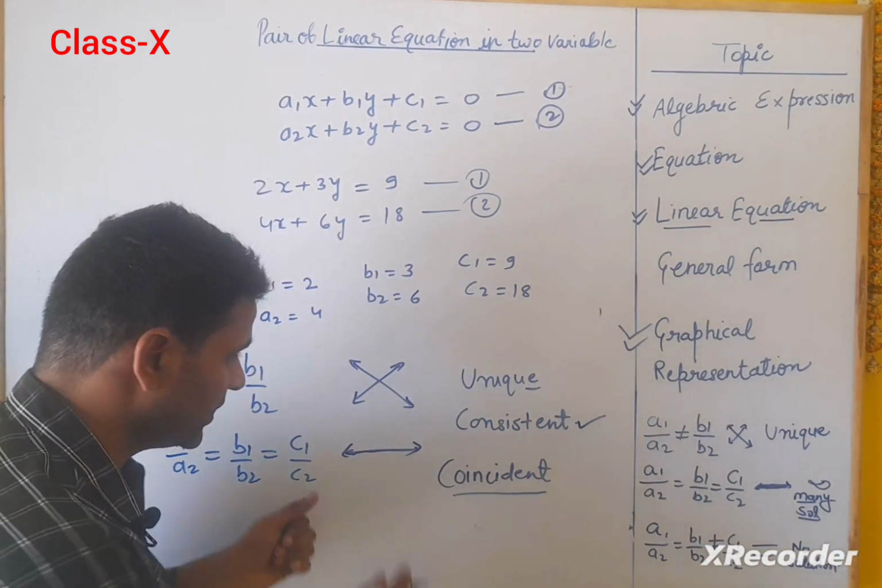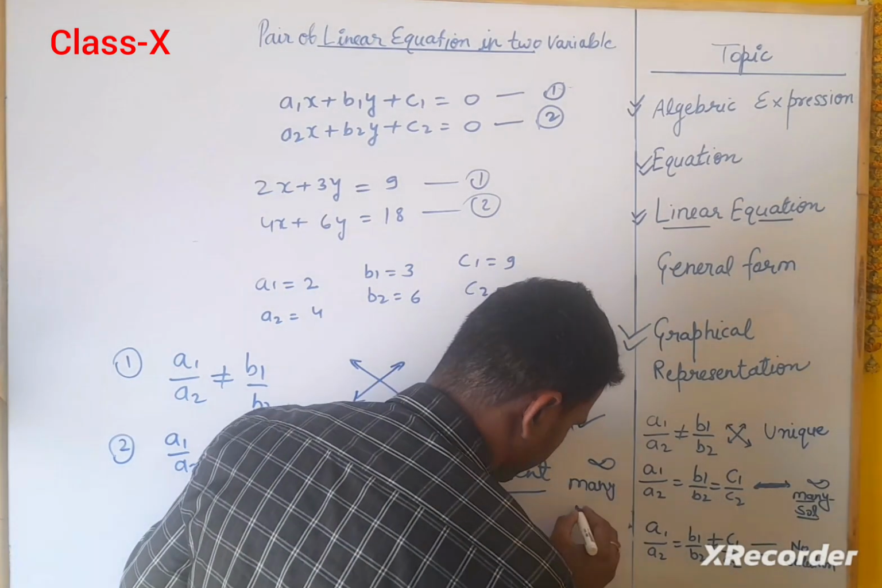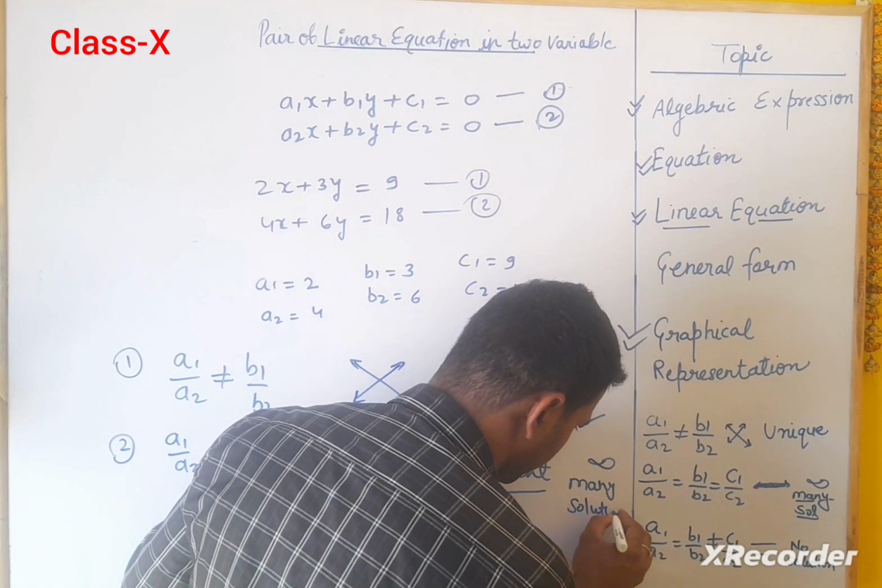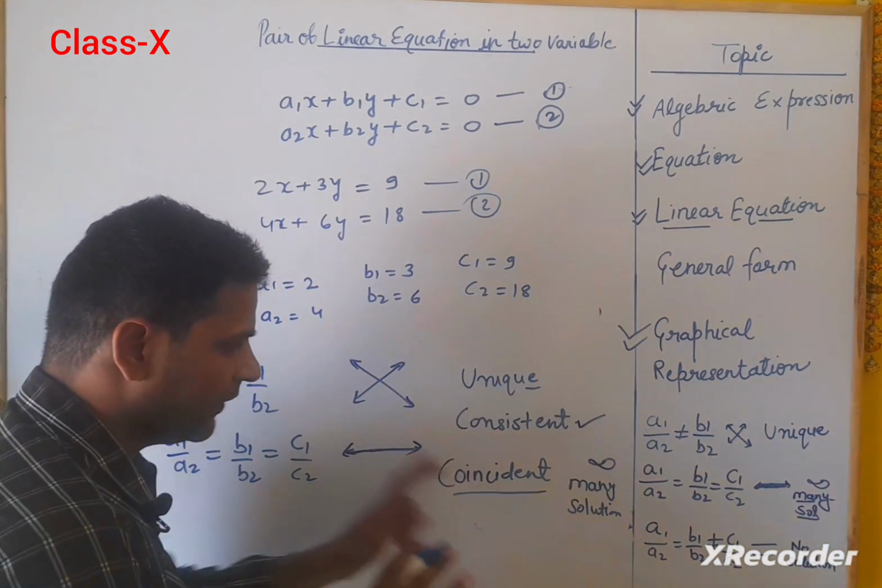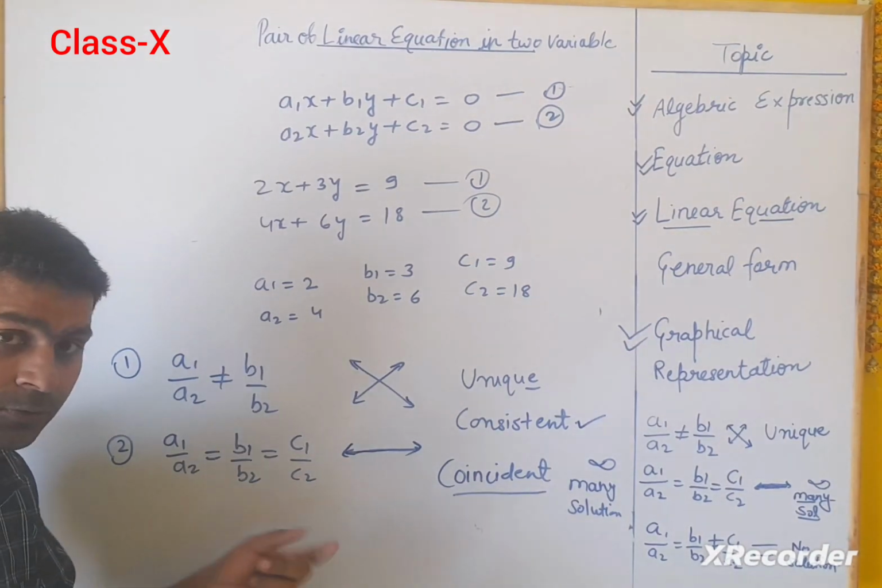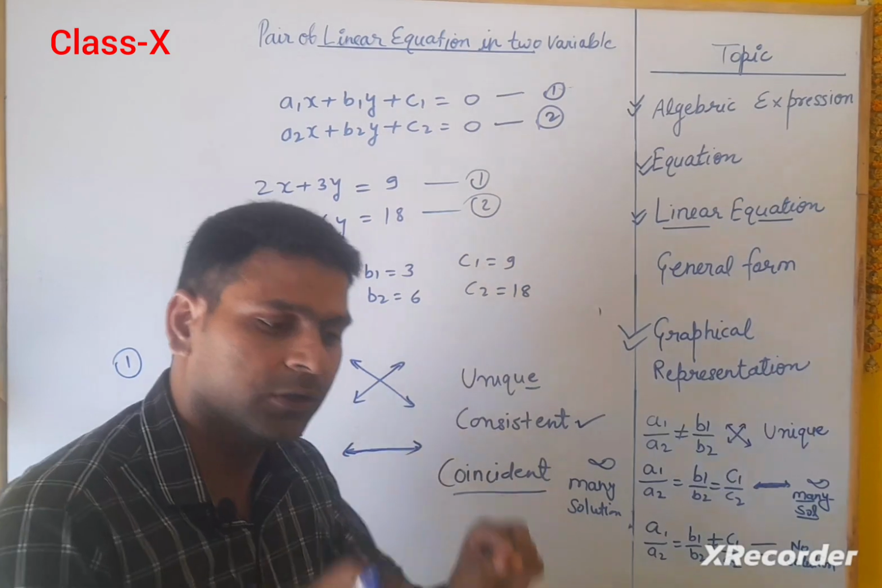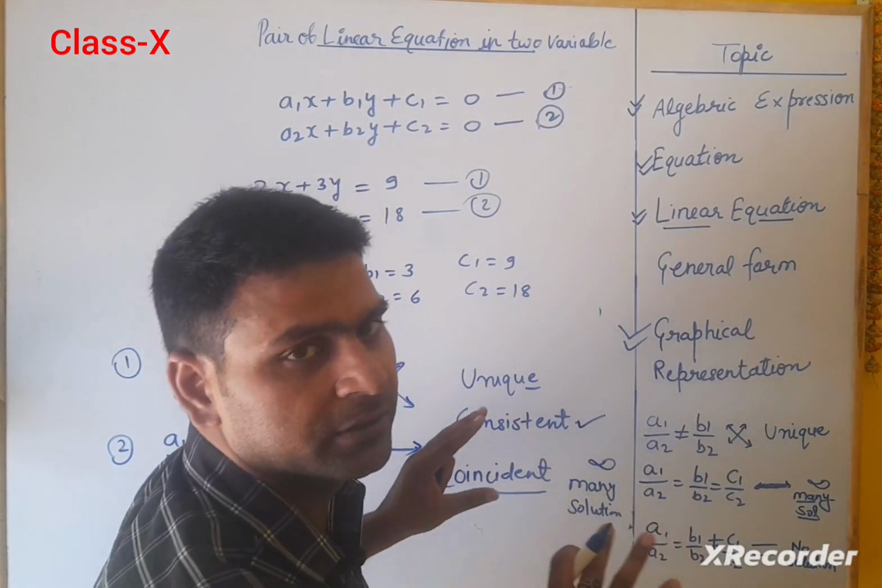And what is the condition? It has infinitely many solutions when a1 upon a2 is equal to b1 upon b2 is equal to c1 upon c2. Once again I am telling you, that is very important. Two or three marks are fixed for this type of question.